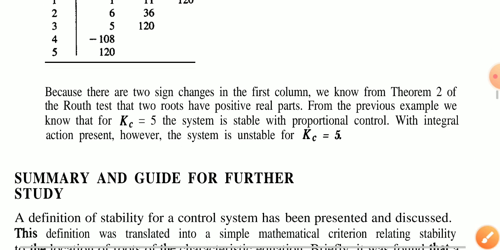Okay, because there are two sign changes in the first column, we know from theorem 2 of the Routh test that two roots have positive real parts. From the previous example we know that the system is stable for Kc is equal to 5 with proportional control. With integral action present, however, the system is unstable for Kc is equal to 5.